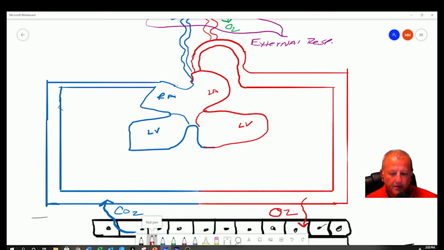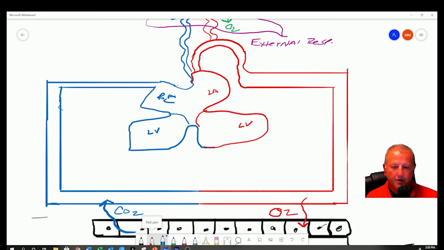Okay, so let's start up here at the right atrium. We have deoxygenated blood in the right atrium, and I'll explain why that's deoxygenated in just a second. So we're going to have that blood, it's deoxygenated, so it's blue. It has no oxygen in it. The right atrium will never, ever have oxygenated blood in it.